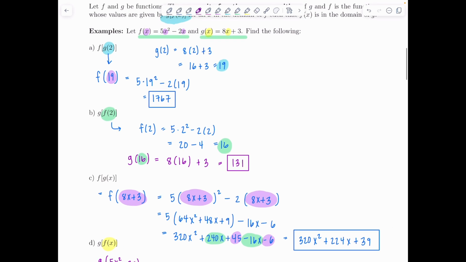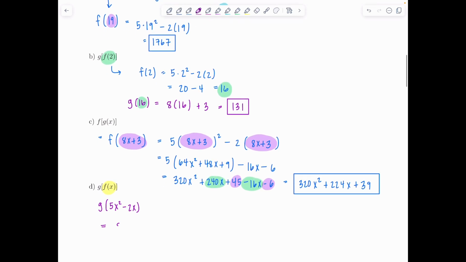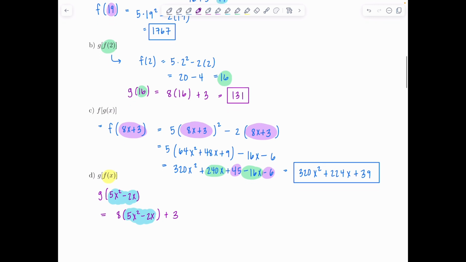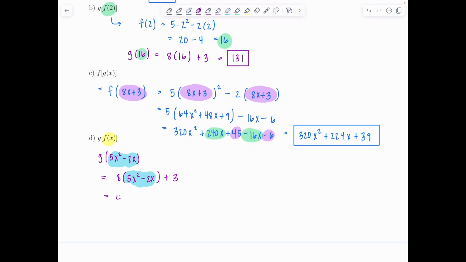Where the x is, I'm just going to put an empty set of parentheses. 8 something plus 3. And what goes in those parentheses? 5x squared minus 2x. Very good. Oh, this one's going to be a lot easier to simplify. Look at this. 40x squared minus 16x plus 3. And we're done. All right, lovely. So that's just a review of composition of functions.